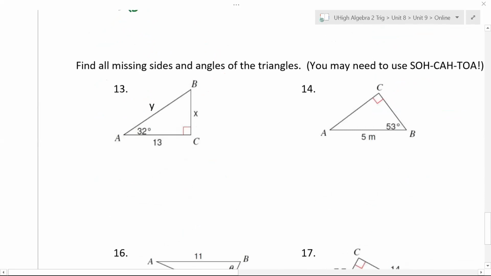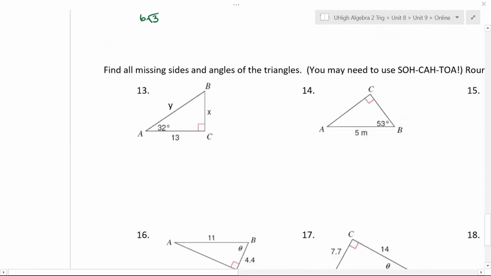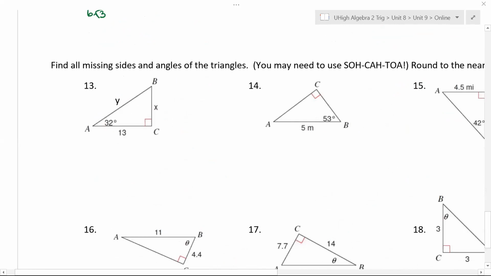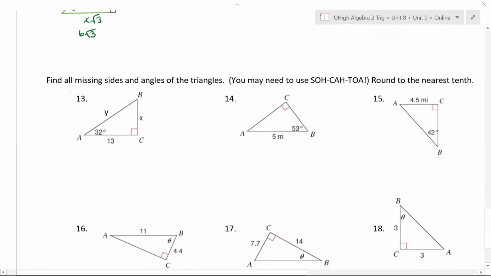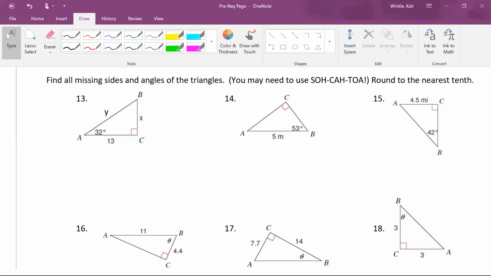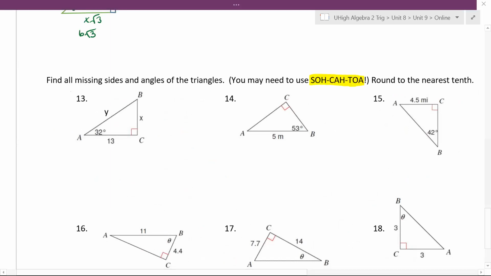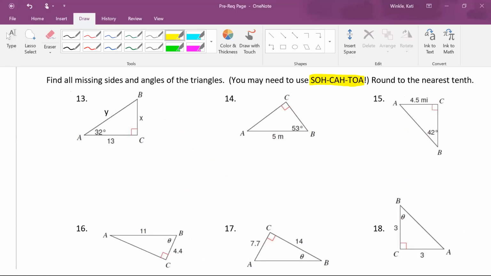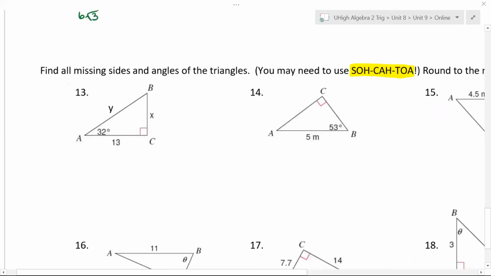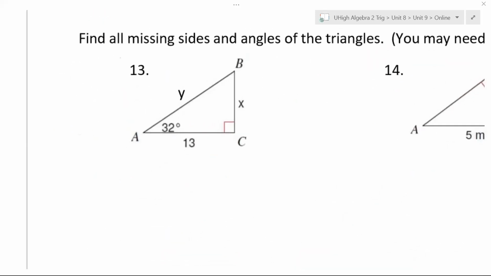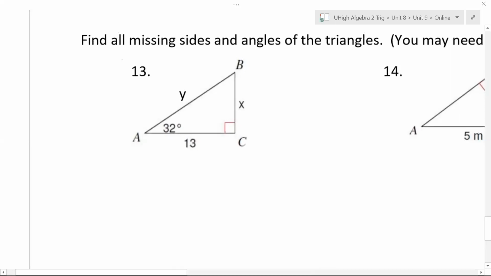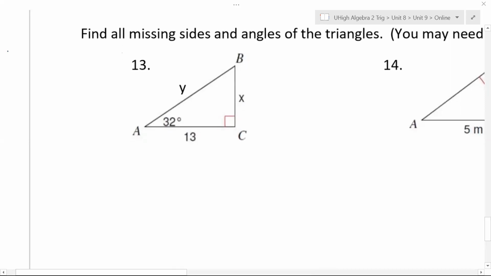All right, so number 13 and 16 are going to be the two that we do down here. So we're looking for all of the missing sides and angles of the triangles. And then this is the important reminder, we may need to use SOHCAHTOA to solve these. So now we're going to remind ourselves of some of these trig functions that maybe we haven't seen in a while. So let's take a look here, and I'm going to write SOHCAHTOA off to the side so that you guys can see it on my screen.